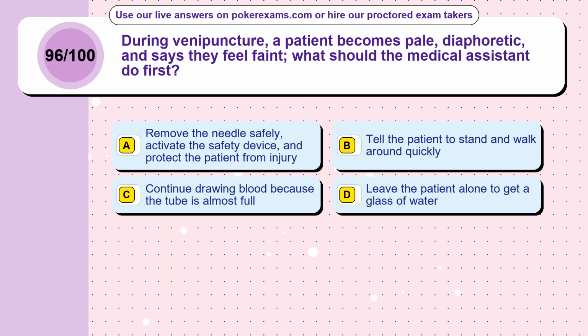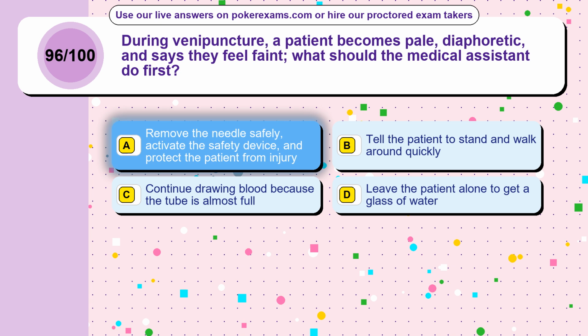Question 96. During venipuncture, a patient becomes pale, diaphoretic, and says they feel faint. What should the medical assistant do first? Option A. Remove the needle safely, activate the safety device, and protect the patient from injury. Option B. Tell the patient to stand and walk around quickly. Option C. Continue drawing blood because the tube is almost full. Option D. Leave the patient alone to get a glass of water.